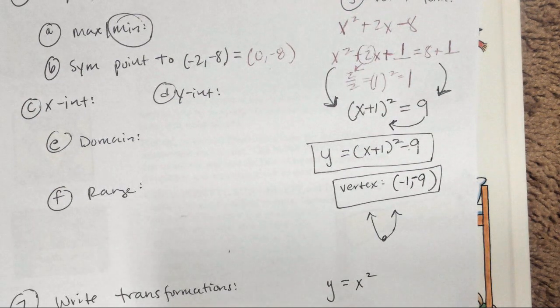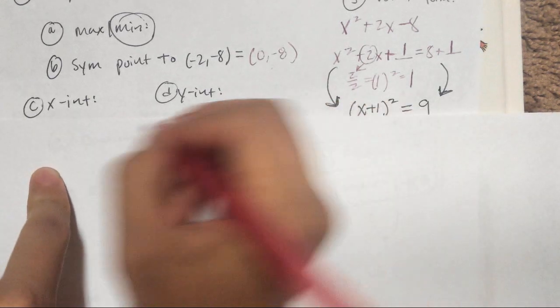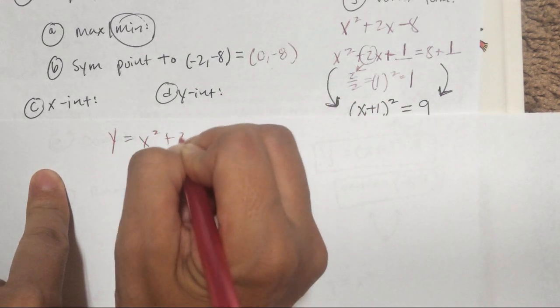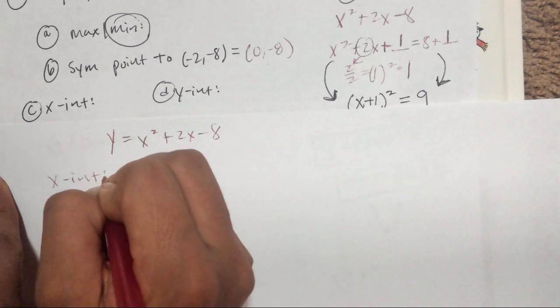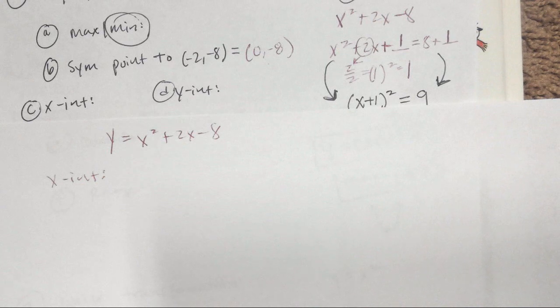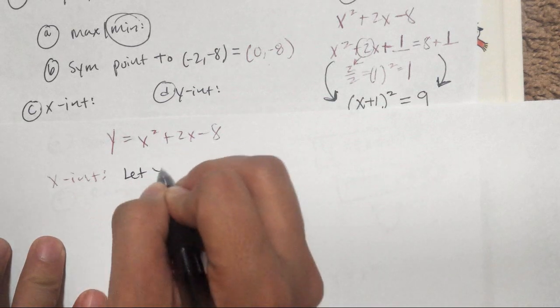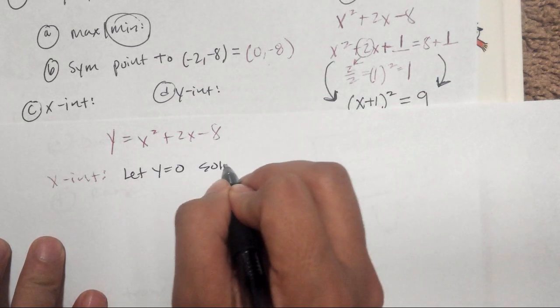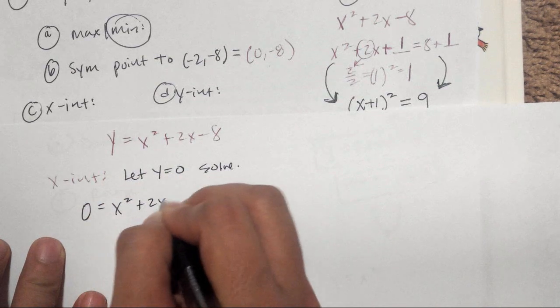Okay, so now they want you to find the x and y intercepts. Let me get another piece of paper. So my equation is y equals x squared plus 2x minus 8. If I want to find the x-intercept, you could graph this, but I'm going to show you the quick way you could usually do it by hand. If you want to find the x-intercept, you just let your y equal 0 and solve. So it's going to be 0 equals x squared plus 2x minus 8.